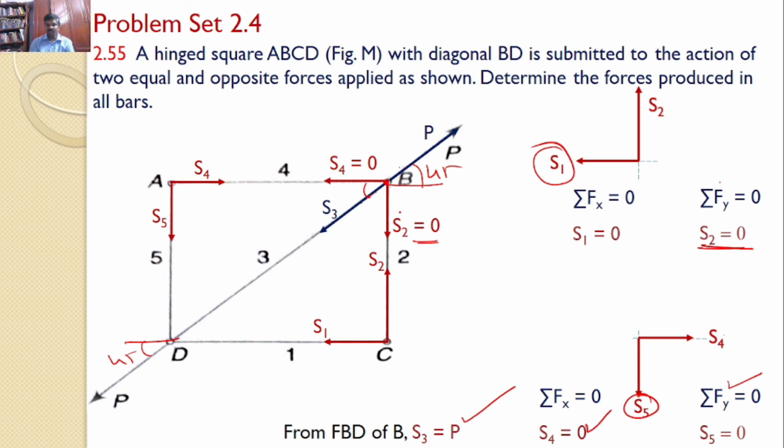There are only two forces, since the other forces are 0. B is subjected to only two forces and both the forces are opposite. To maintain the equilibrium, S3 is equal to P. Hence, S1 is equal to 0, S2 is equal to 0, S3 is equal to P, S4 is equal to 0, S5 is equal to 0 are the answers for this problem.